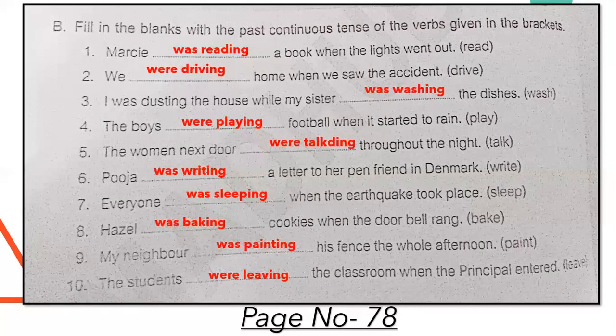Okay. So Marcy was reading a book when the lights went out. We were driving home when we saw the accident. I was dusting the house while my sister was washing the dishes. The boys were playing football when it started to rain. The women next door were talking throughout the night. Pooja was writing a letter to her pen friend in Denmark. Everyone was sleeping when the earthquake took place.